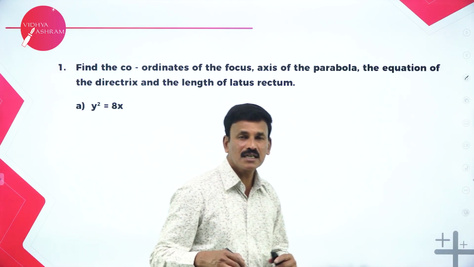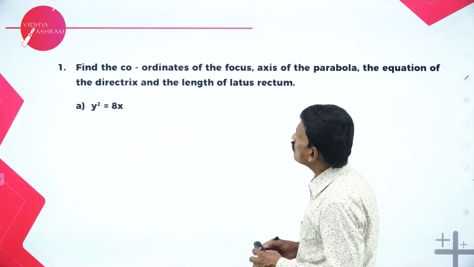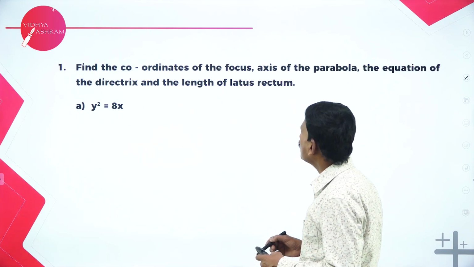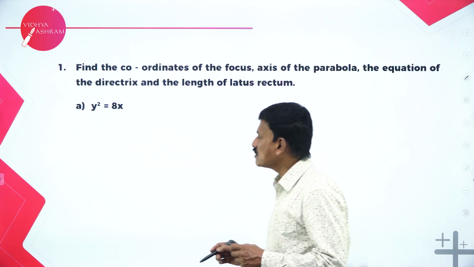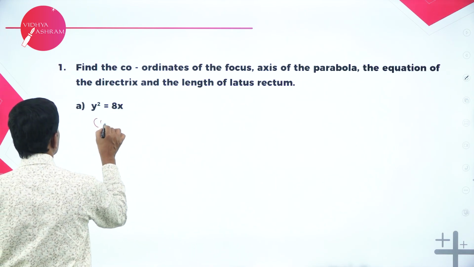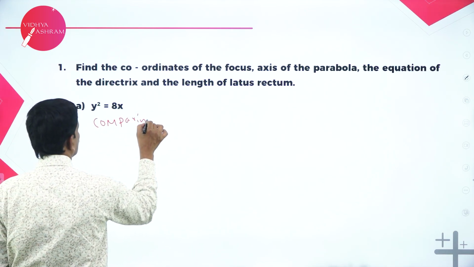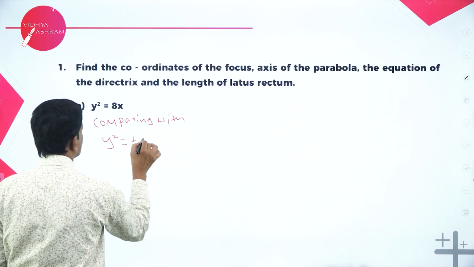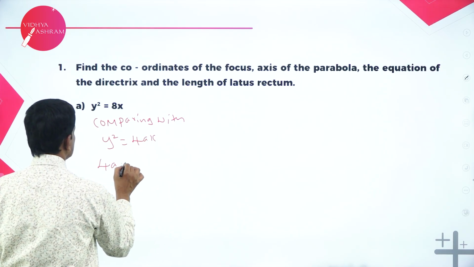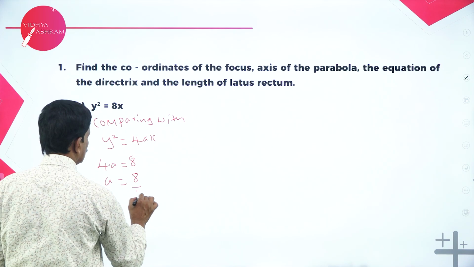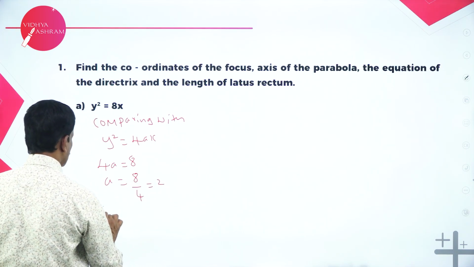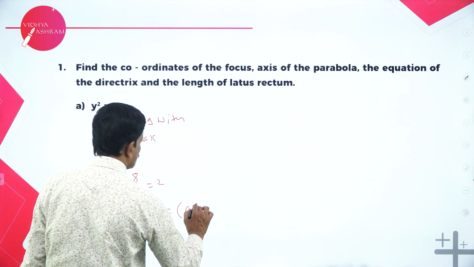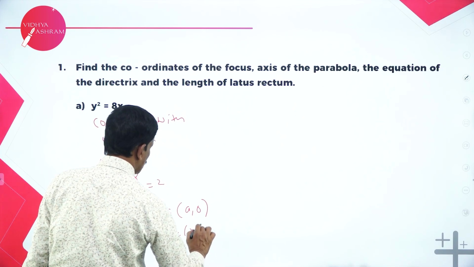So, by knowing this, let us take few problems based on this. Now, find the coordinates of the focus, axis of the parabola, the equation of the directrix and length of latus rectum for the curve y square is equal to 8x. These are all simple problems for 2 marks. Comparing with standard equation y square is equal to 4ax, 4a is equal to 8, a is equal to 8 by 4, that is equal to 2. So, therefore, the focus S is equal to a comma 0, that is nothing but 2 comma 0.